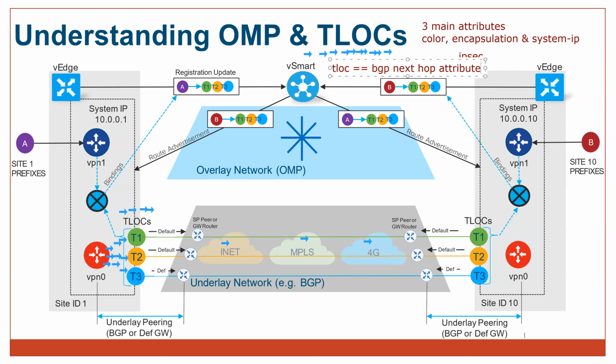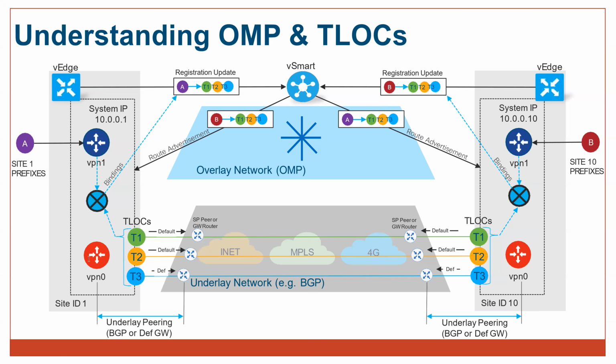Okay, so here we are. You can see that TLOC. All the time I'm telling you TLOC, but TLOC is nothing but the next hop attribute. The next hop associated with any prefix is nothing but the TLOC. Now coming back to this point, now you will understand how things are glued together.